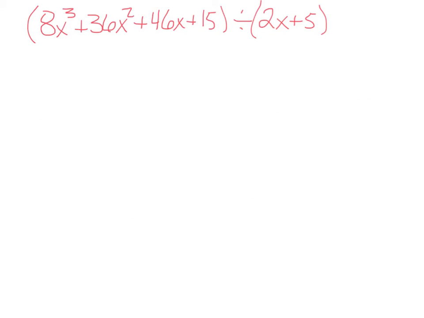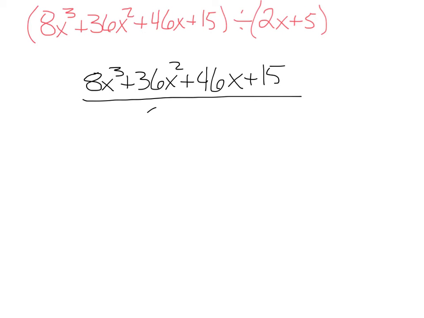Alright, so as long as you're dividing by a binomial, synthetic division works. But remember how the divisor needs to be set up. You have to have a coefficient of 1 and you have to be subtracting. But like I said before, we'll just have to manipulate this a little bit to be able to get the right answer. So the first thing I'm going to do is rewrite this as a fraction. So we're going to have 8x cubed plus 36x squared plus 46x plus 15. We're going to put that over the 2x plus 5.